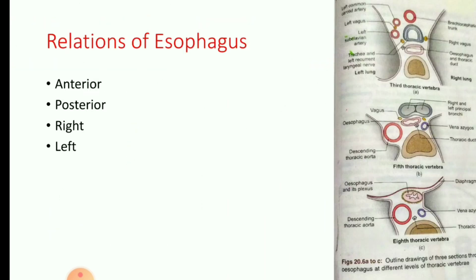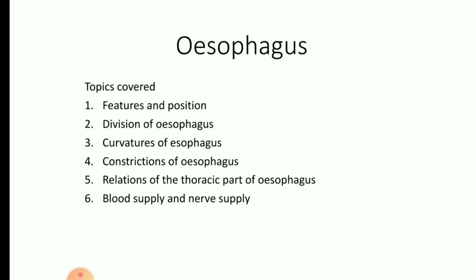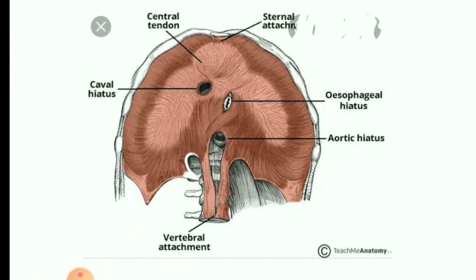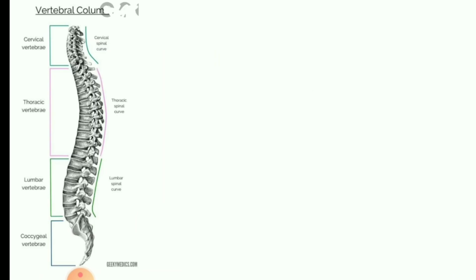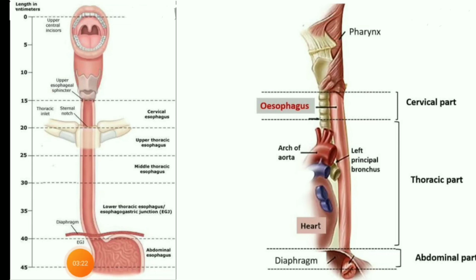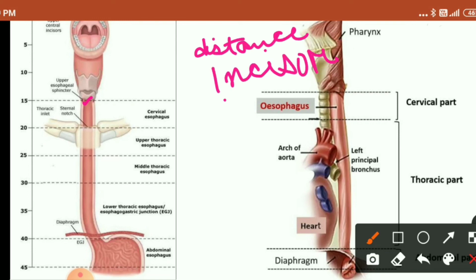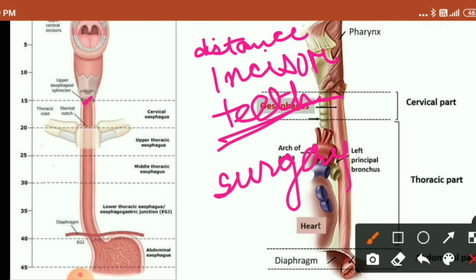So let us have a quick review of today's discussion. What we have discussed today, we have discussed first the features. Then we come to the curvatures of esophagus. We have discussed the topic with the help of three-dimensional diagrams also. Then the constriction of esophagus, and I am also repeating what is the significance of measuring the length of the constriction with the help of the incisor teeth distance. Yes, the distance from incisor teeth is helpful for surgery.